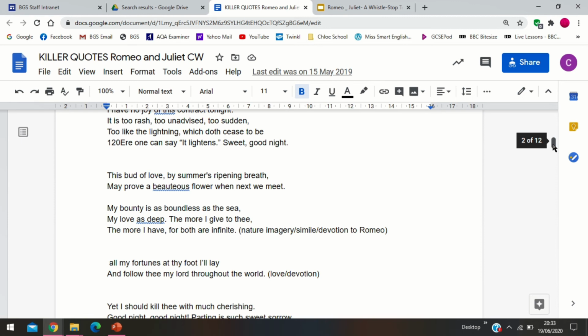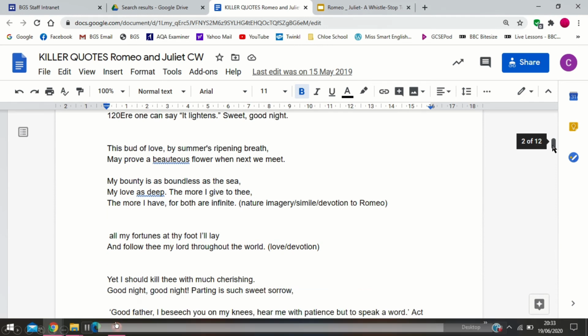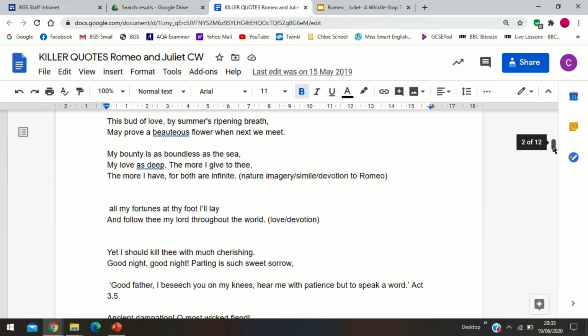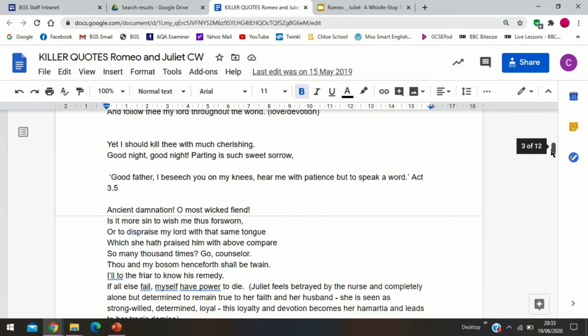Okay, "My bounty is as boundless as the sea. My love is deep. The more I give to thee, the more I have, for both are infinite." Shows her absolute love and devotion towards Romeo. And she says, "I'll lay and follow thee, my lord, throughout the world." So she's made it clear where her loyalties lie.